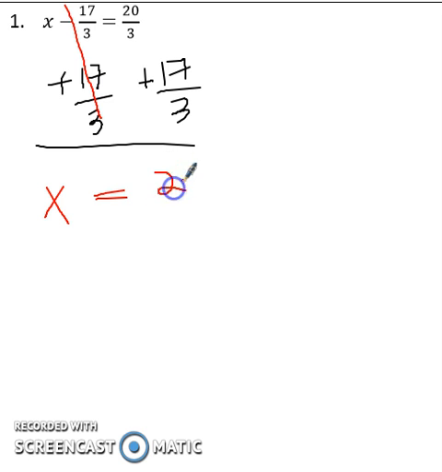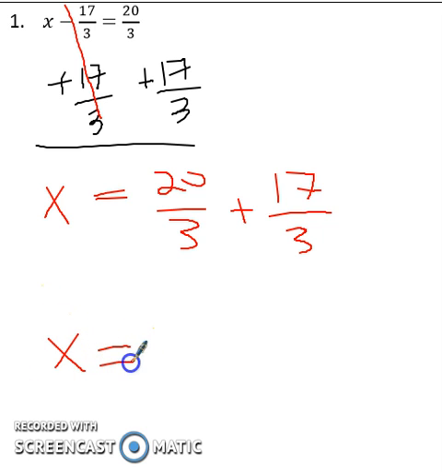Then we have 20 over 3 plus 17 over 3, and they both have the same exact denominator, so we can add them up, and we end up getting 37 over 3. And you guys can leave it in fraction form.